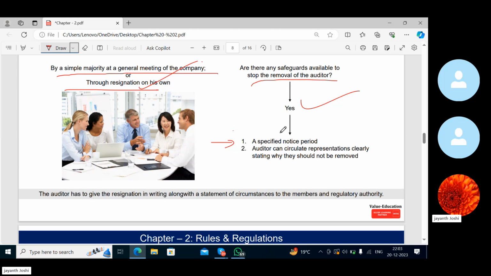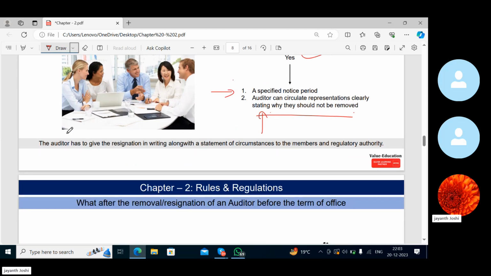a notice is served to the auditor, and some time is given to him to hear his case. So the auditor can circulate representations clearly stating why they should not be removed. That means the auditor will explain the reasons why they should not be removed, and give them in writing. So the auditor has to give the resignation in writing along with a statement of circumstances to the members and the regulatory authority, explaining why he has resigned. To whom? To the members and the regulatory authority.